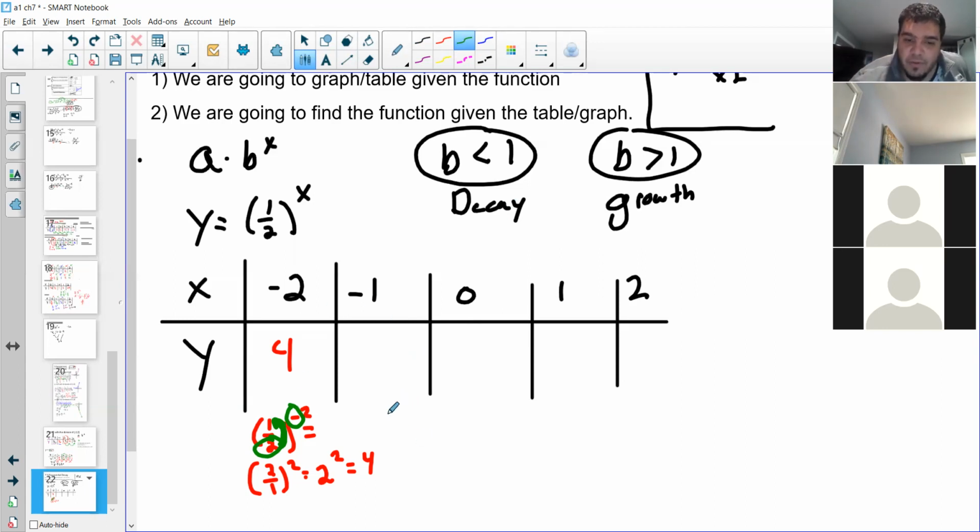So the next one, I'm going to do -1 power: 1/2 to the -1 power. A negative power means I'm going to have to flip that fraction. Anything on the bottom goes on top, and anything on the top goes on the bottom. So 2/1 to the 1 power, which is just 2. So I'm going to plug in a 2 here.